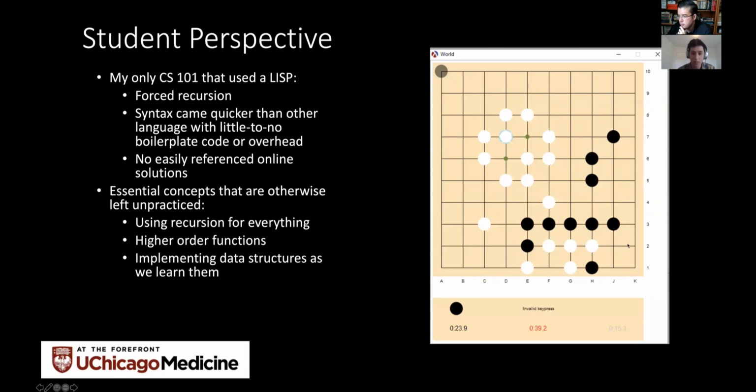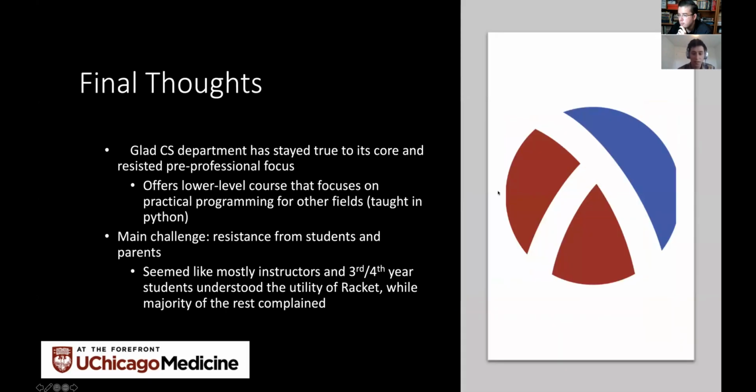So overall, I'm really glad that the computer science department at UChicago has stayed true to its core of highly theoretical approaches to education rather than switching over to Python and Java at the demands of more pre-professional focused students. I think that this type of teaching is essential and useful, and I'm glad that they offer the lower level introductory course in Python for non-majors, but have still kept Racket for the middle major level students.